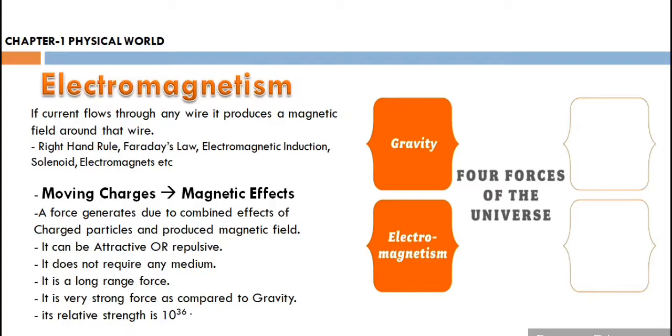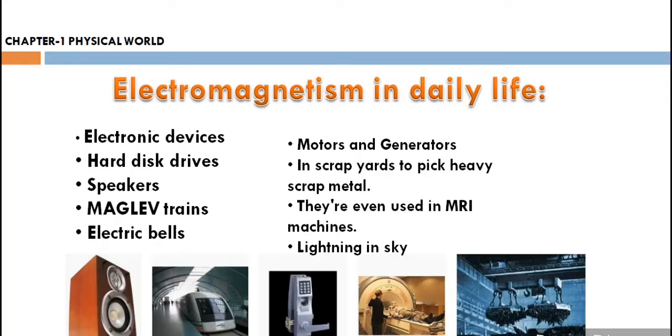Now let us see in our daily life where electromagnetism plays an important role. You can see in the figure we have almost 4 different diagrams or photos depicting the role of electromagnetism, and also more than those we have our own list of what we are using. See, electronic devices, we are using electromagnets, hard disk drives, speakers, the maglev train, which is considered to be the fastest, right? German made train, maglev, magnetic levitation trains. Electric bells also we are using, that is also based on electromagnetism.